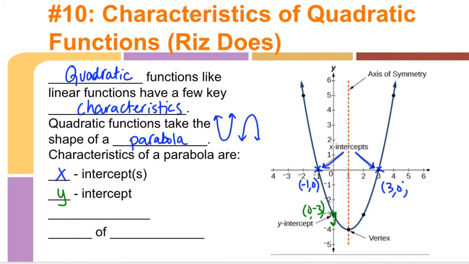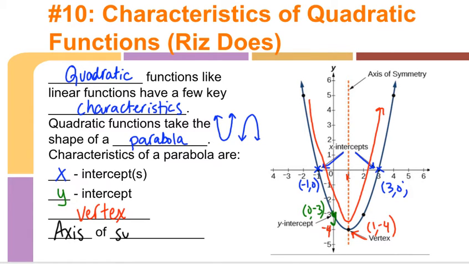Now what's interesting about parabolas is the fact that they actually curve. Because they curve, they have something called a vertex. That vertex is essentially the turning point of the parabola. If you're going from left to right, the parabola is going down, and then at this point it starts to go back up. So in this case, the vertex would be at (1, -4). And then finally, there's something called the axis of symmetry. The axis of symmetry is kind of the imaginary line that would cut the parabola right in half. And in this case, because the vertex is where x equals 1, the axis of symmetry is x = 1. Okay?